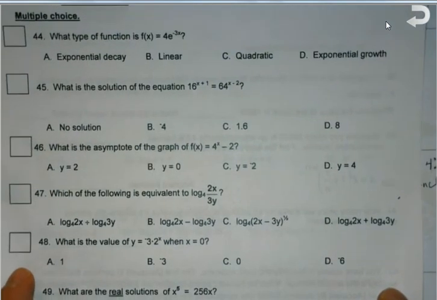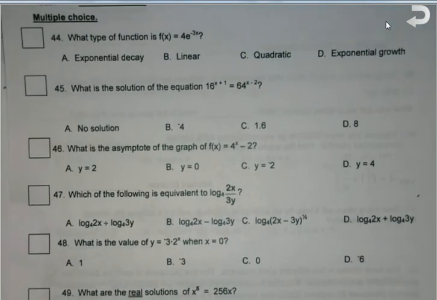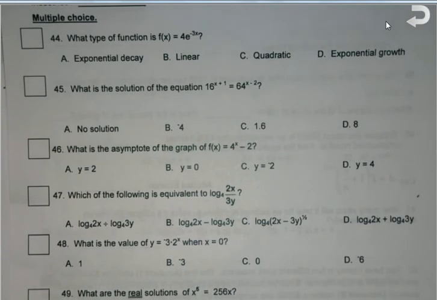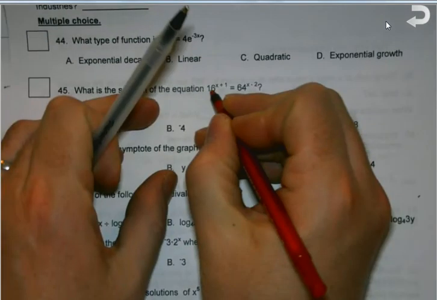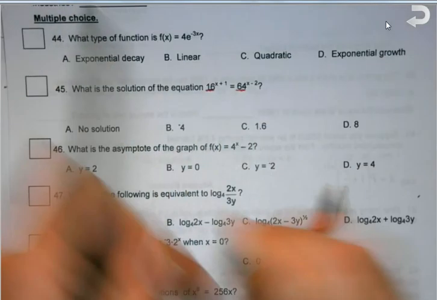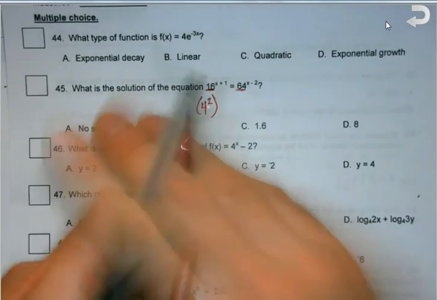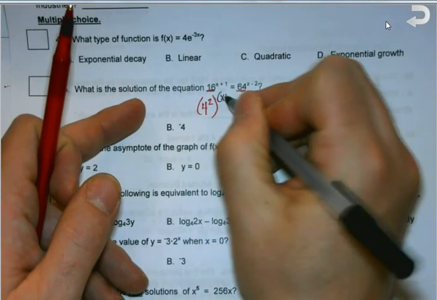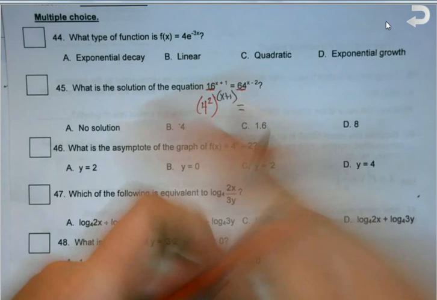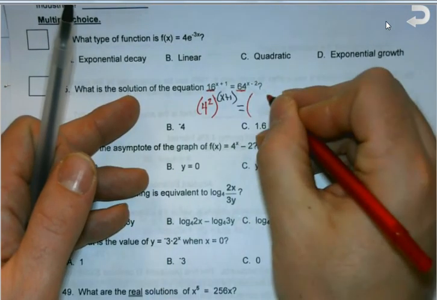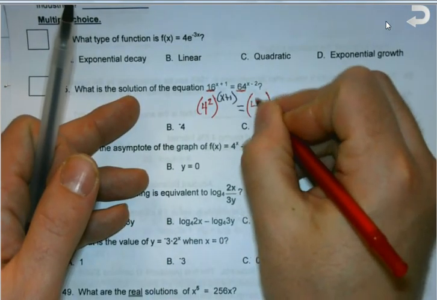What is the solution of the equation? Okay. For us to make life simple here, we need our bases to be the same, and they're not right now. So my first focus, yes, my original base here will be 4. So it'll be 4 squared. And my exponent stays here. And then 4 to what gets me to 64? 4 cubed.